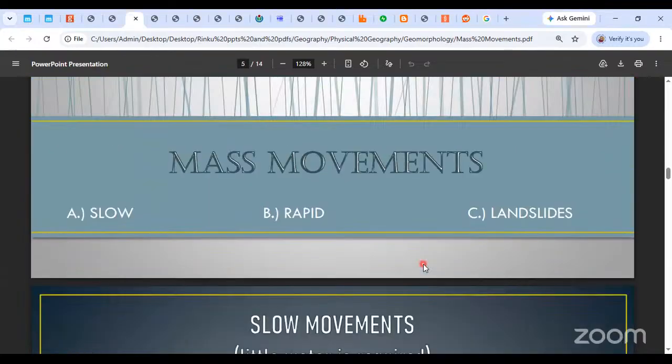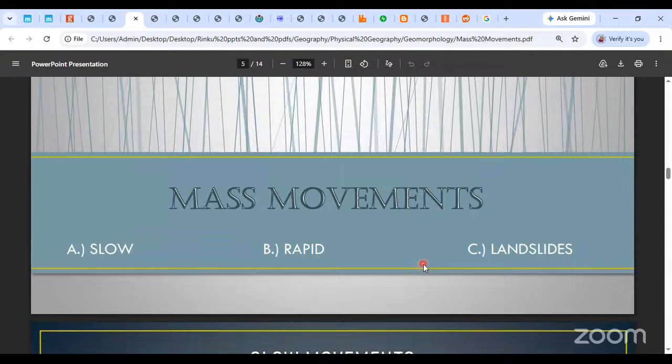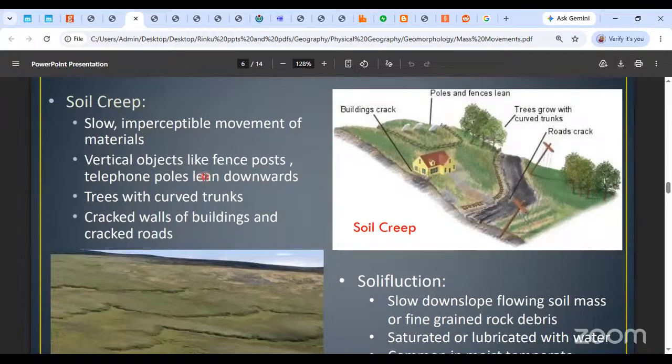Okay, moving forward, mass movements we classify into 3 categories: slow movements, rapid movements and landslides. Slow movements are obviously those that are going to take a long time for the material to come down the slope. Rapid movements are obviously those that are going to come down faster. And landslides are a category in itself.